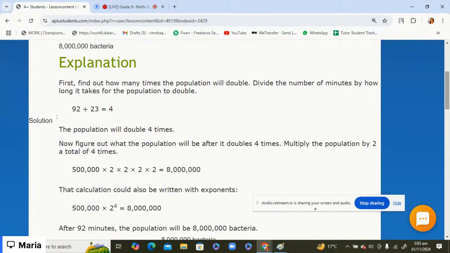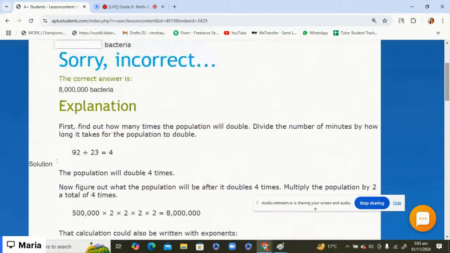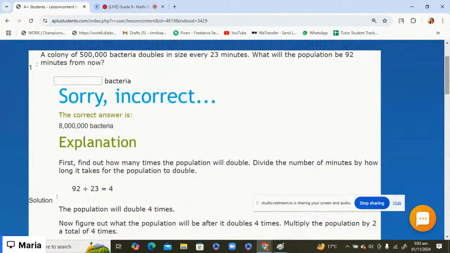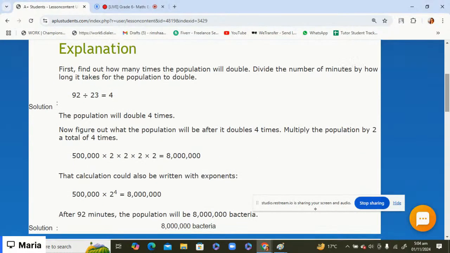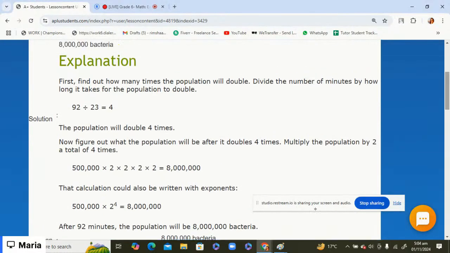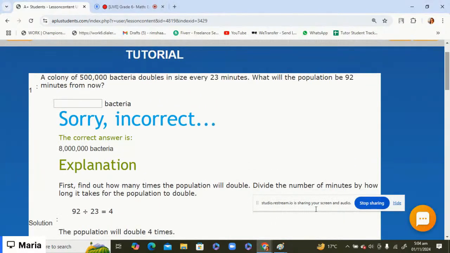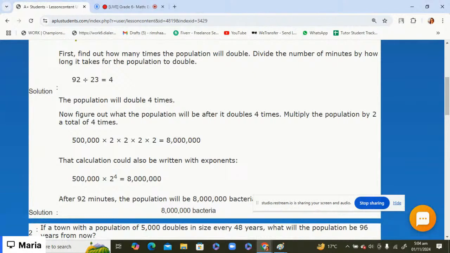So look, here is what we do. First of all, we check what we get when we divide 92 by 23, to see how many times the population doubles. So it's 4 times. How do we get the total number of bacteria? We multiply by 2, 2, 2 and 2, because it doubles each time. Then it's 2 to the power 4. Then you just multiply it and write your answer.